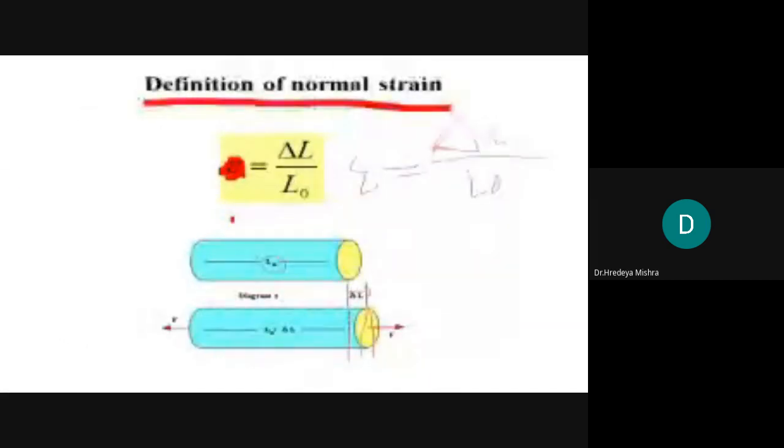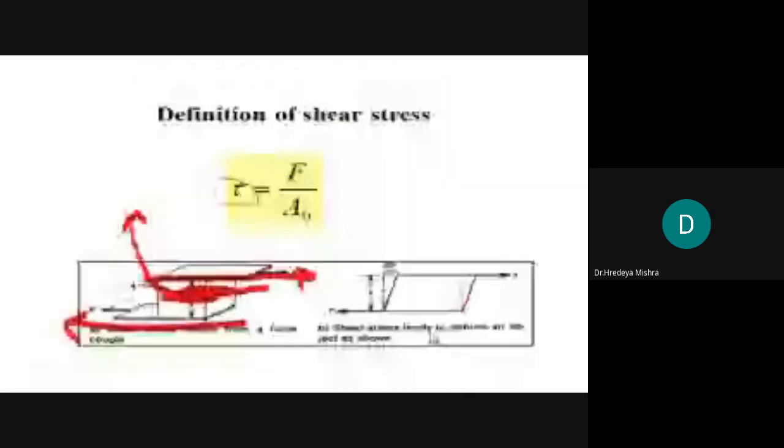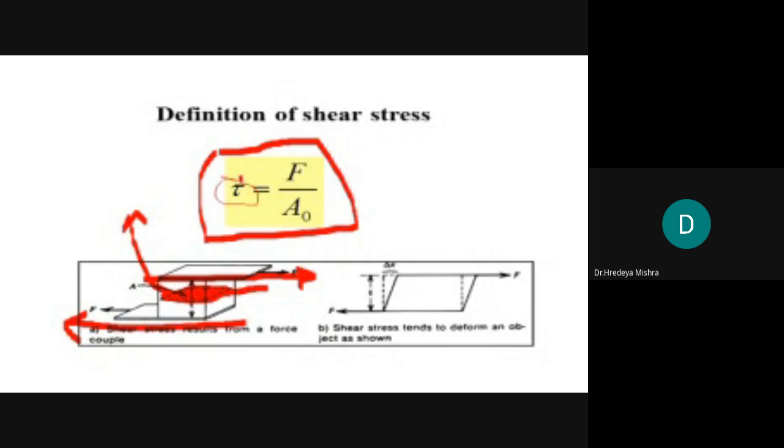Like you can see here, the line of action is the same. The only difference between simple stress and shear stress is that the line of action of the forces is not the same. They are parallel to each other but not in the same line of action. So the formula is the same, but the representation is changed. Tau is for shear stress and sigma is for simple stress.